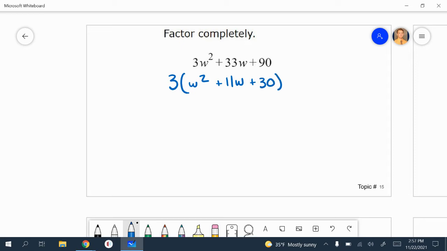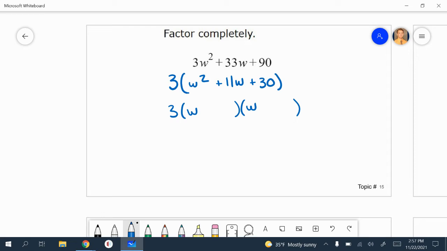Okay, next, I am going to, let's see here, I'm going to factor that inside parentheses portion. So we'll have the 3 just hanging out. I can go right to my answer, honestly, because I've got w squared, which really has a 1 in front of it. That's a good sign. And this is factoring just like on topic number 14.